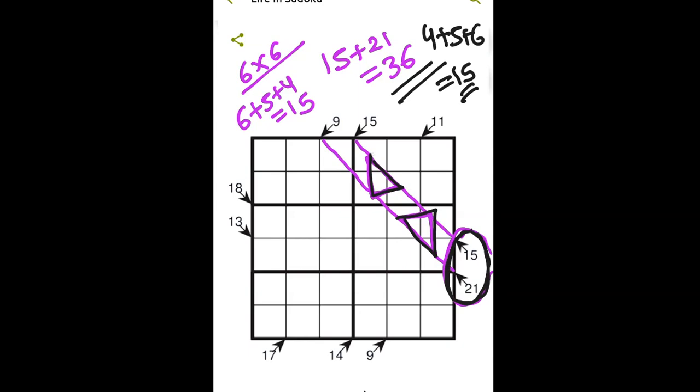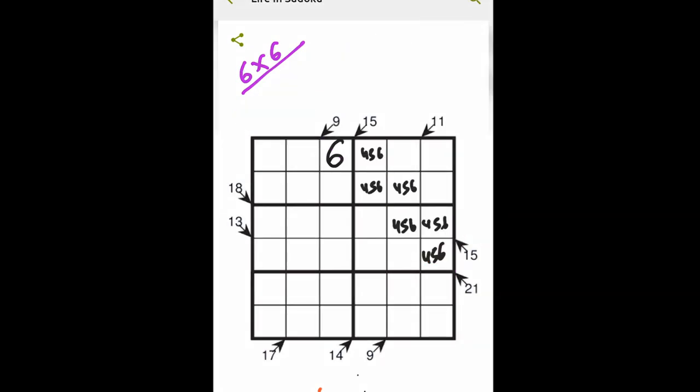So this could be maximum 15, this could be maximum 15, and since we have 36, we need 6 more, which is the highest number in 6 by 6. So this number, what should it be? 6. And these numbers will be 4, 5 and 6. So let's write this: 4, 5, 6 in each group. So you should get this particular configuration now.